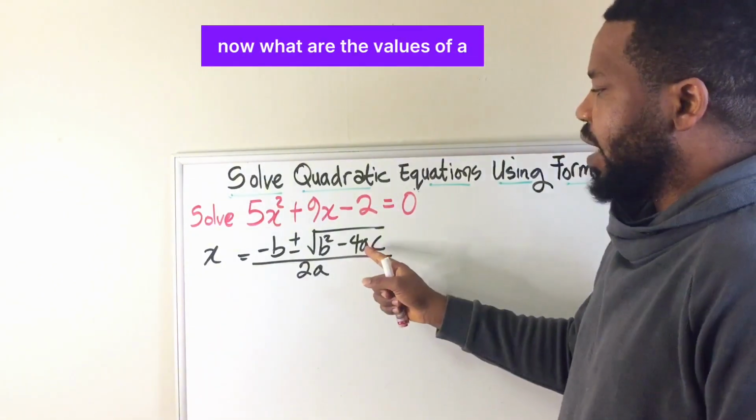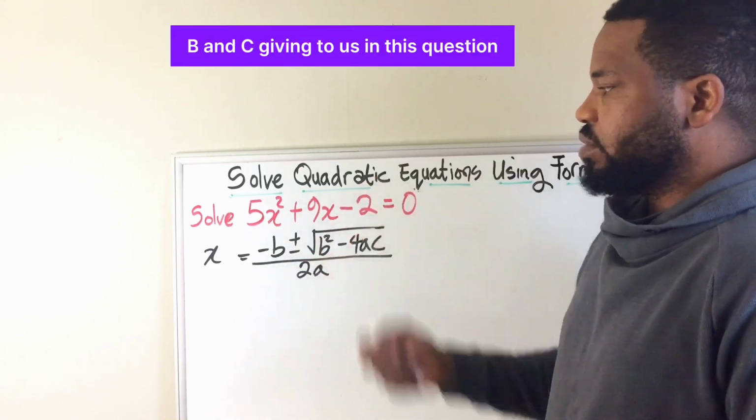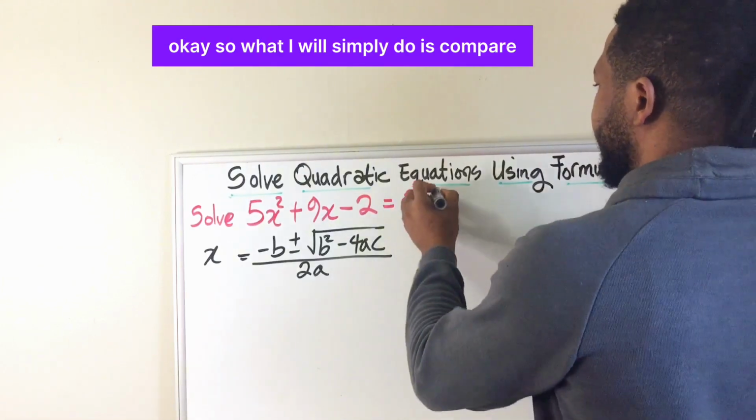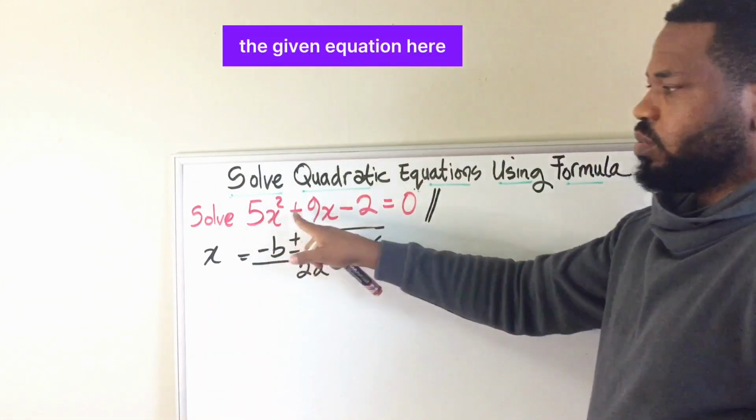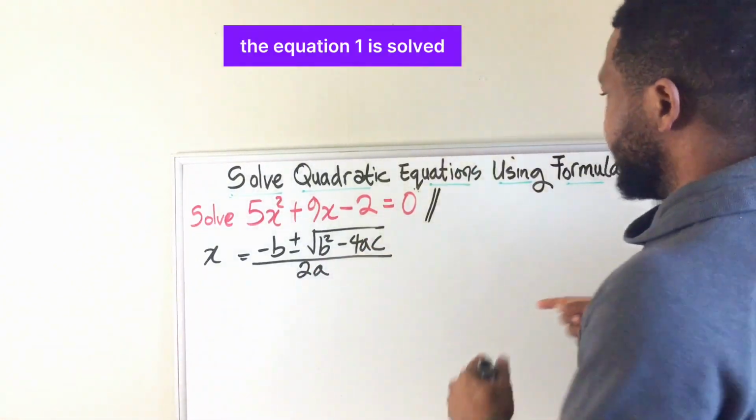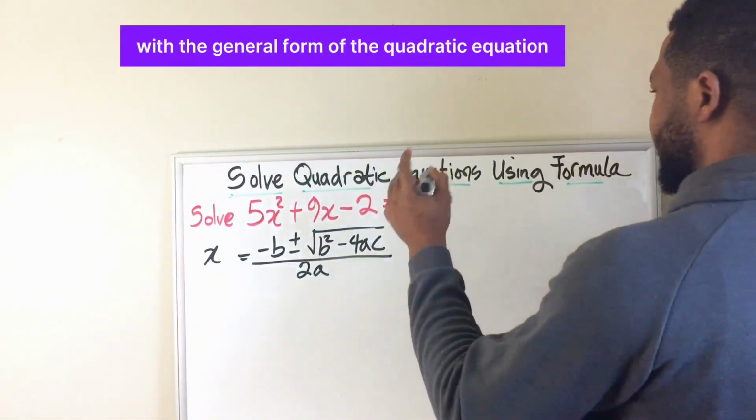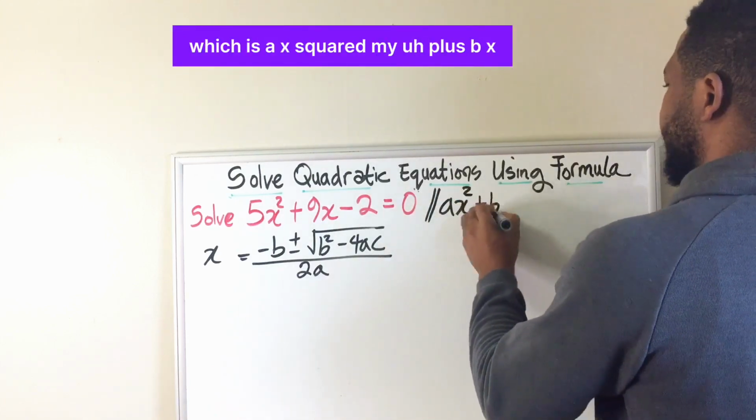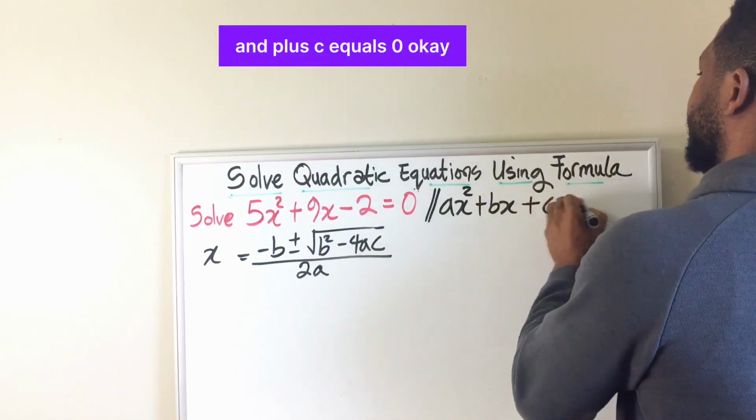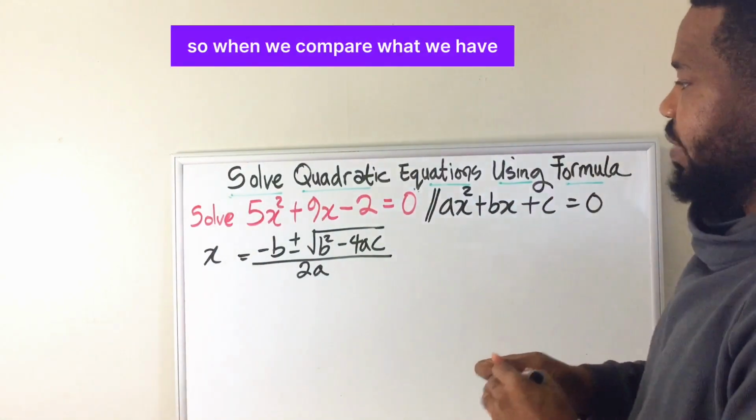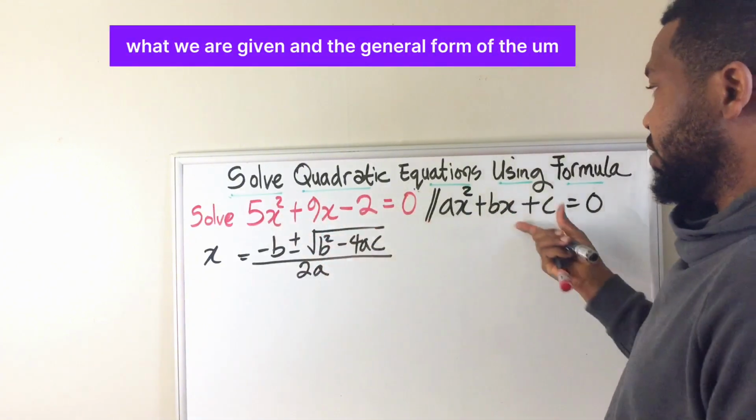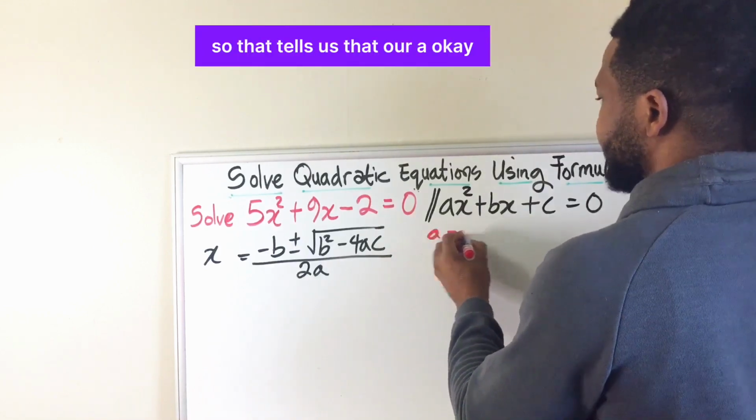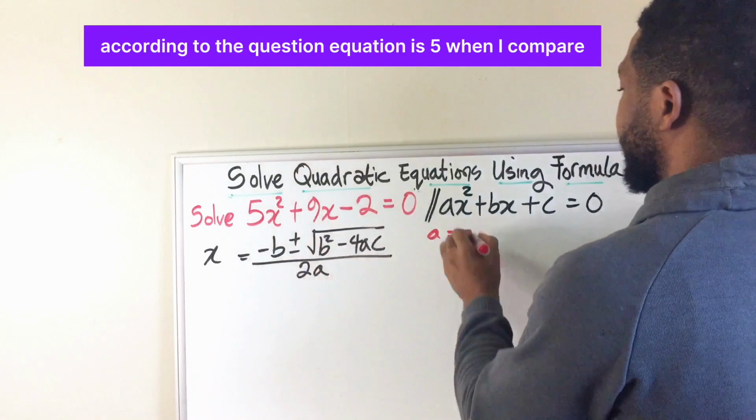Now, what are the values of a, b, and c given to us in this question? What I'll simply do is compare the given equation, the equation we want to solve, with the general form of the quadratic equation, which is ax squared plus bx plus c equals 0. So when we compare what we're given and the general form, that tells us that our a, according to the equation, is 5.